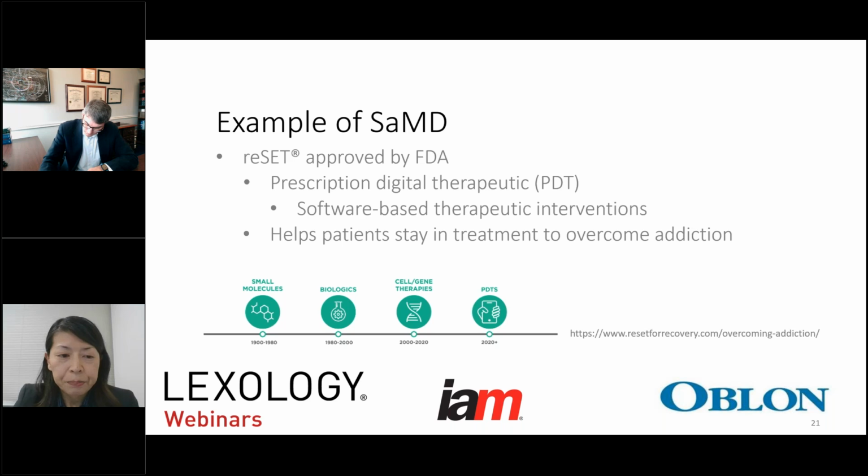And I have presented here a chart from Pear Therapeutics. So we have been developing small molecule drugs, and then of course the biologics from the 1980s, and then we have moved on to cell and gene therapies. So Pear Therapeutics considers this PDT as sort of the next drug, or the active ingredient, for the treatment.